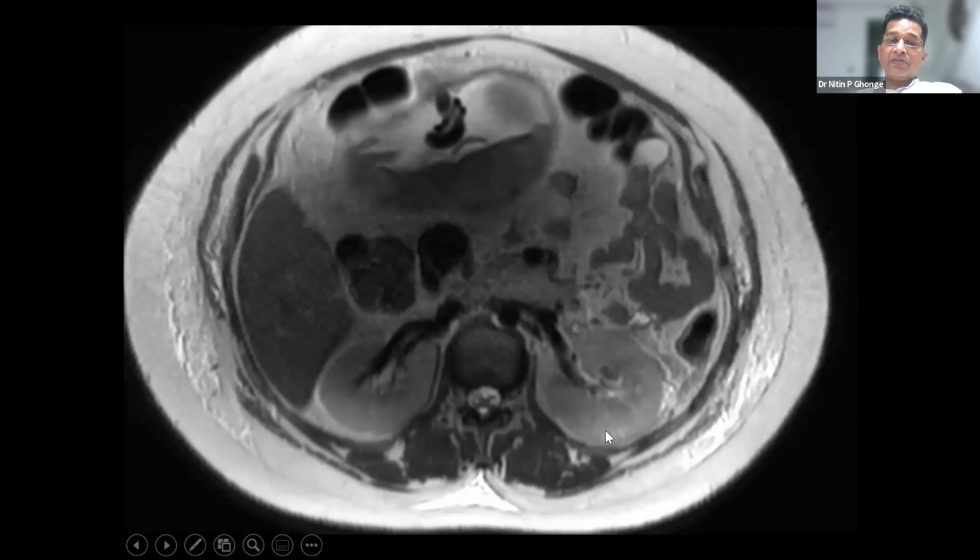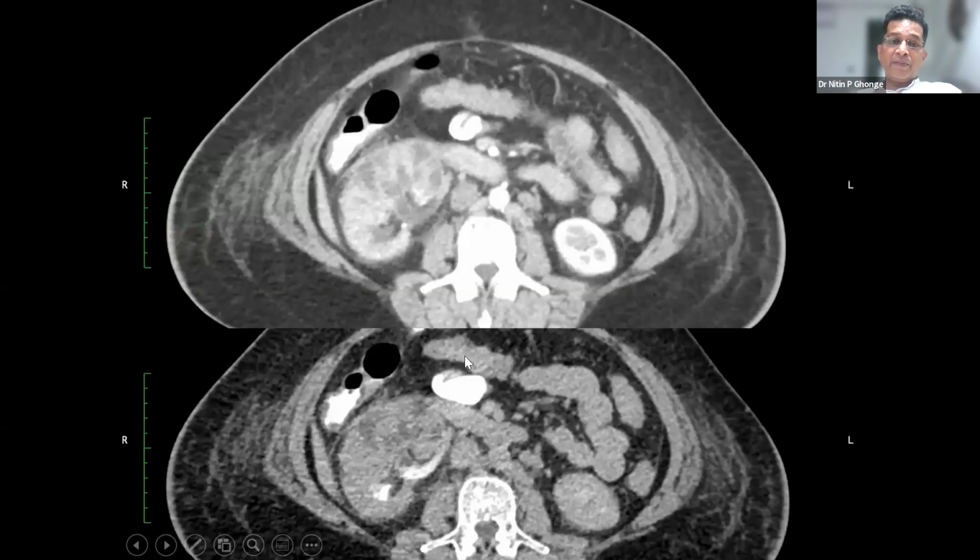The right kidney is normal and the maternal left kidney shows abnormal signal intensity, loss of corticomedullary differentiation, and surrounding edema because of the pyelonephritis in the left kidney. This is another example. You can see the pyelonephritis on the right side. So always look at the perinephric fat.